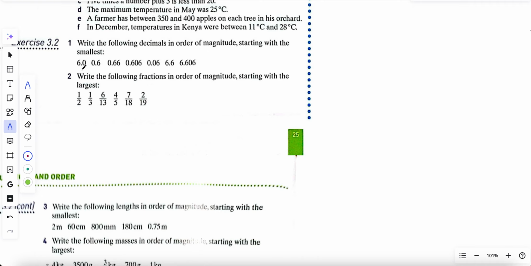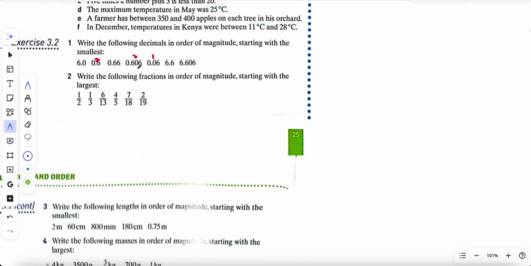So we're going to start with the smallest. We have 6.0, 0.6, 0.66, 0.606, 0.06, 6.6, 6.60. The smallest is this one, 0.06, so we put number 1 on top. After 0.06, let's look for 0.60, which is 0.6. This one is number 2. After 0.6, because 0.6 means 0.60, the next one is 0.606. This is number 3.